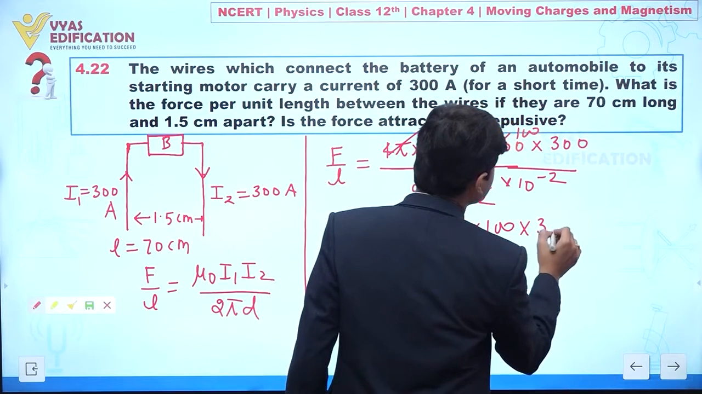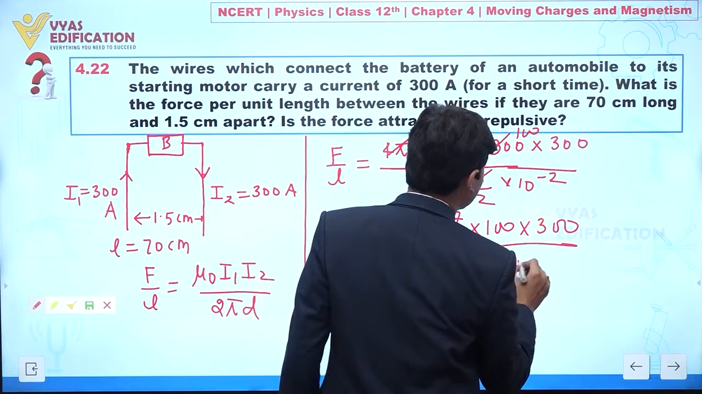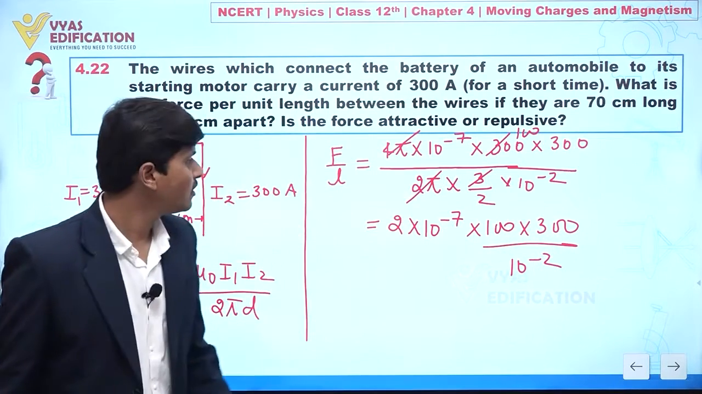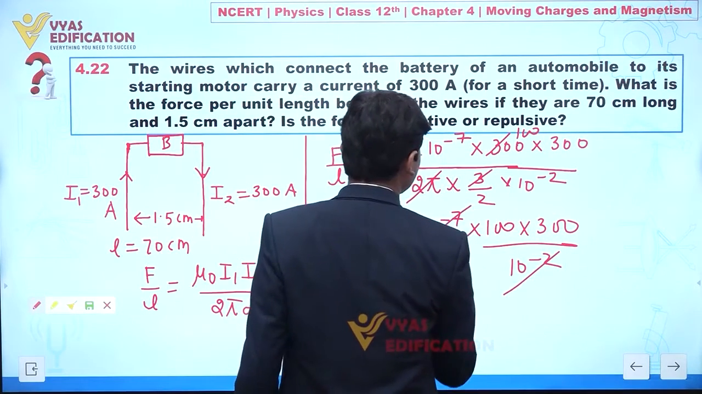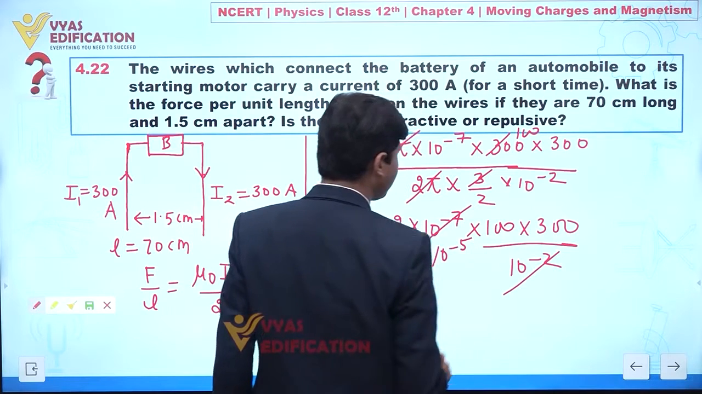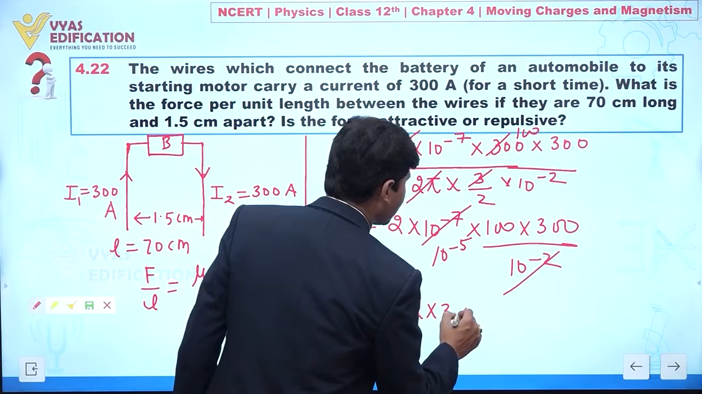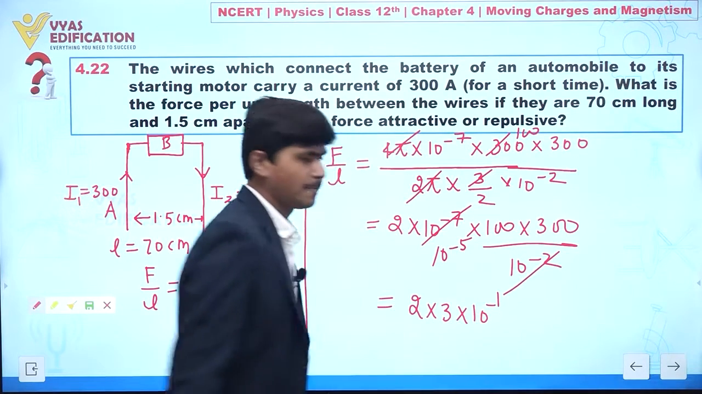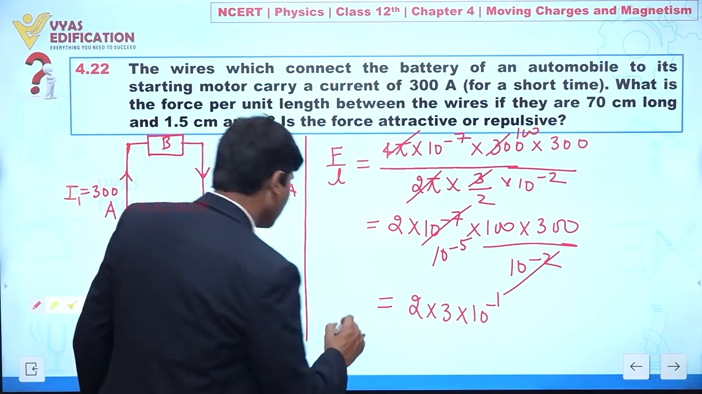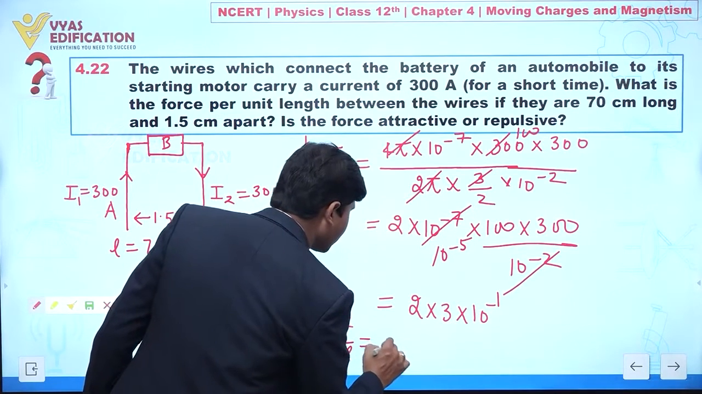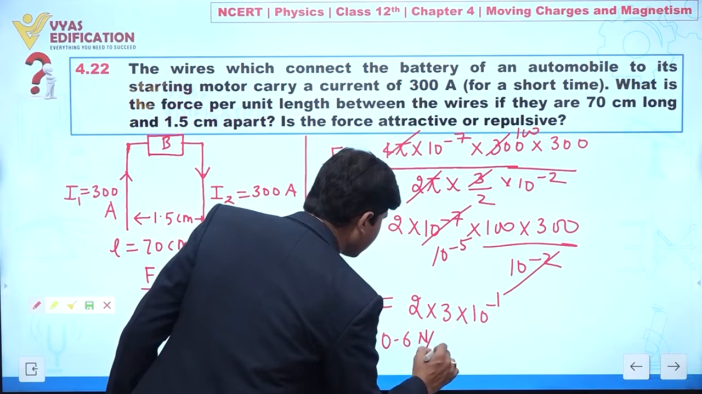100 into 300, divided by 10 to the power minus 2, clear. From here this one and this one cancel out, this is 10 to the power minus 5, clear. So this is 2 into 3 into 10 to the power minus 1. So from here you can say force per unit length is 0.6 Newton per meter.